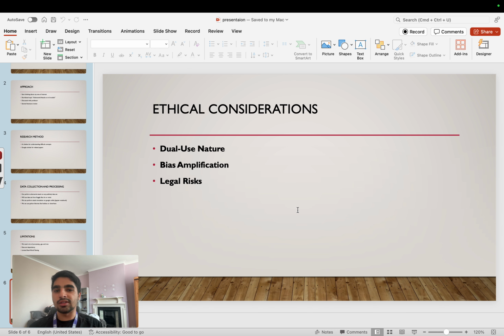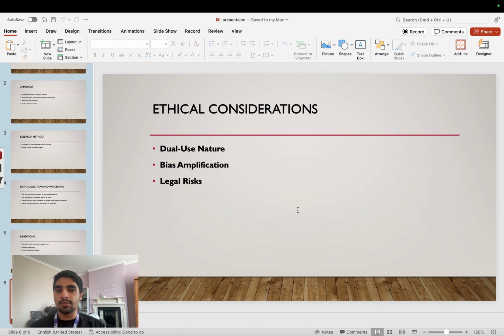What are the ethical considerations? The research we are doing to understand and prevent these attacks can be used by people to evolve their own methods of attacking. So this is a double-edged sword. We are trying to solve this issue, and malicious people can use it against us again. So that is a problem.